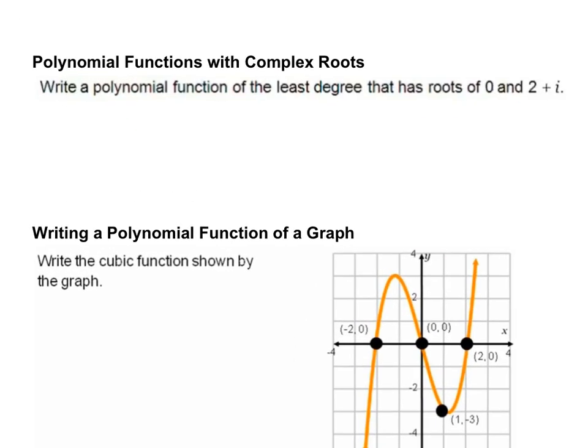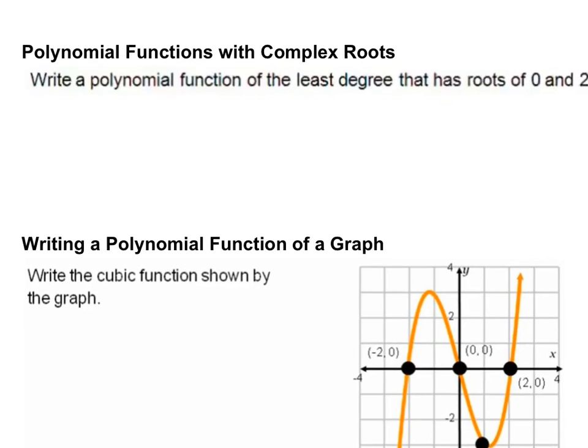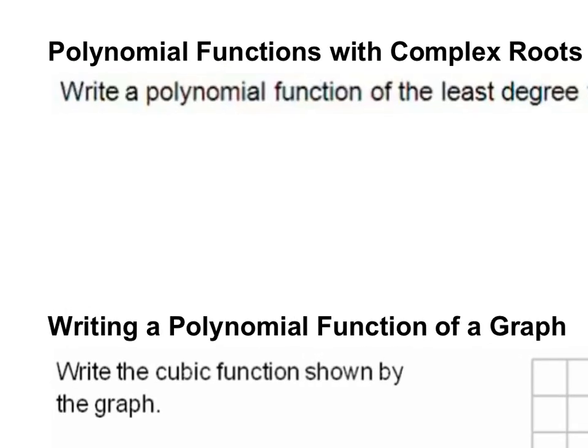And it says write a polynomial function with complex roots. And what I want to do is write this polynomial of the least degree that has the roots of 0 and 2 plus i, okay? So here's the thing about this, all right? You have the roots. You have x equals 0, okay? And you have the root x equals 2 plus i, okay?